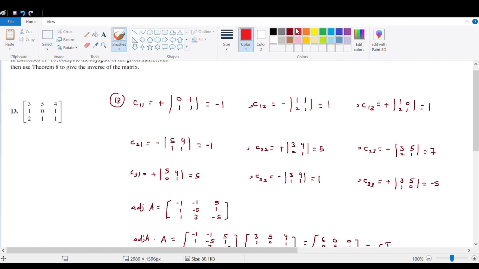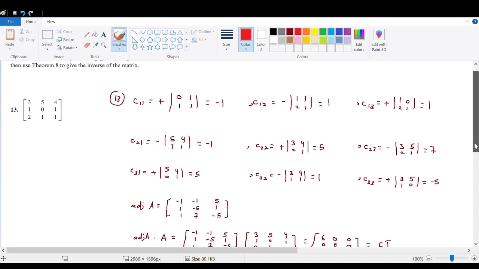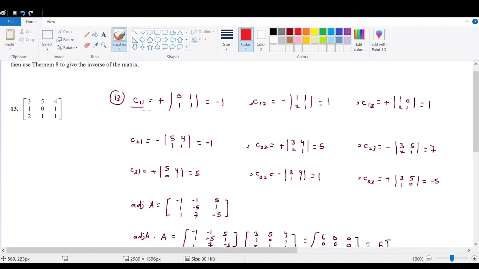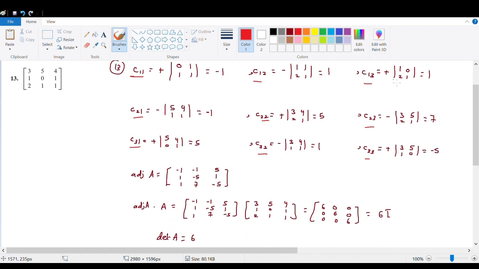For 13 we need to do similar to what we did in 11. We need to find the adjugate, then we need to find the inverse using theorem 8, which tells us that the inverse of A is equal to the adjugate of A multiplied by 1 over the determinant of A. So first we find all these cofactors, then after that we rearrange it to write the adjugate of A. So this one as a row, we write it here as a column. This one also as a row, we write it as a column, and similarly for the last one.